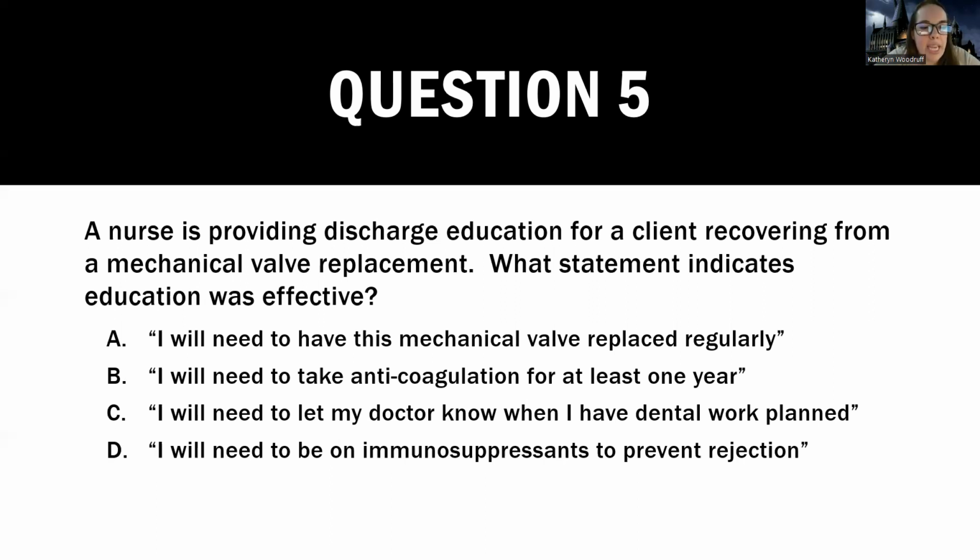Let's see. D is I will need to be on immunosuppressants to prevent rejection. This is a mechanical valve, not a biological one. And even the biological ones, I don't even think you need immunosuppressants for them either. So I'm going to say that the correct answer here is C, which is correct.